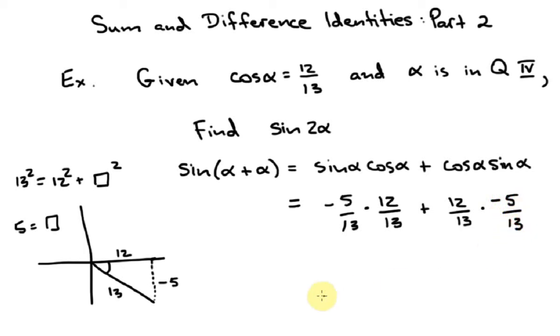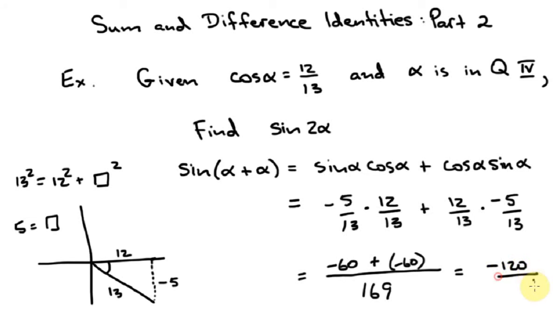Well, now I'm ready to finish the job. These are both going to be with a denominator of 169. And what do I got? I got -60 plus another -60. So my final answer is -120/169. And that's about all there is to that example. Not too bad. All right, let's clear the screen and we'll do one more example.